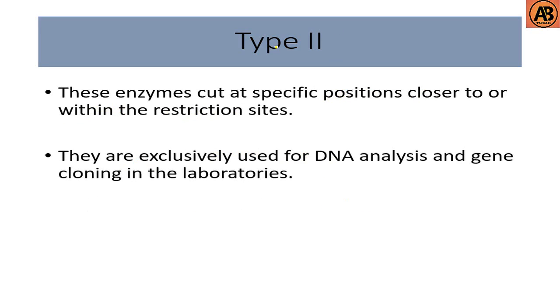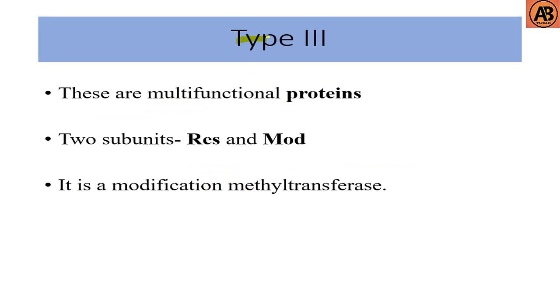Then the next one is type 2. These enzymes cut at specific positions closer to or within the restriction sites. They are exclusively used for DNA analysis and gene cloning in the laboratories. Then type 3. These are multifunctional proteins. There are 2 subunits, such as RES and MOD, and MOD is the modification methyltransferase.